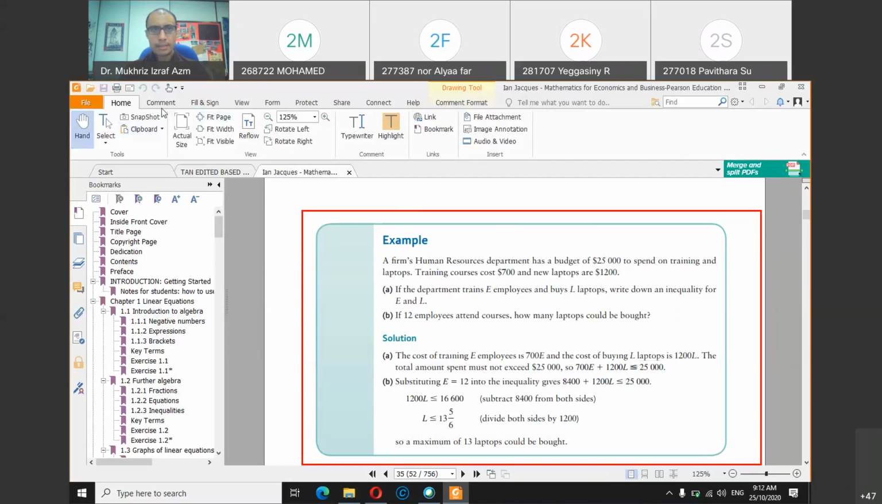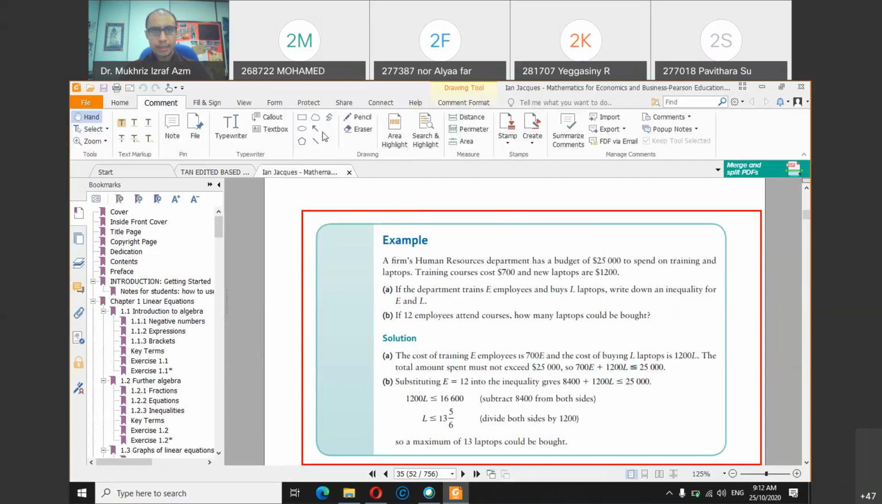What if you put the symbol less than, not less than or equal to? That is wrong, because less than means 25,000 is not included. It would be less than 25,000, meaning 25,000 minus something. But you can spend all of the money, meaning the combination of both of these can reach up to 25,000, but not more. So the inequality should be less than or equal to.